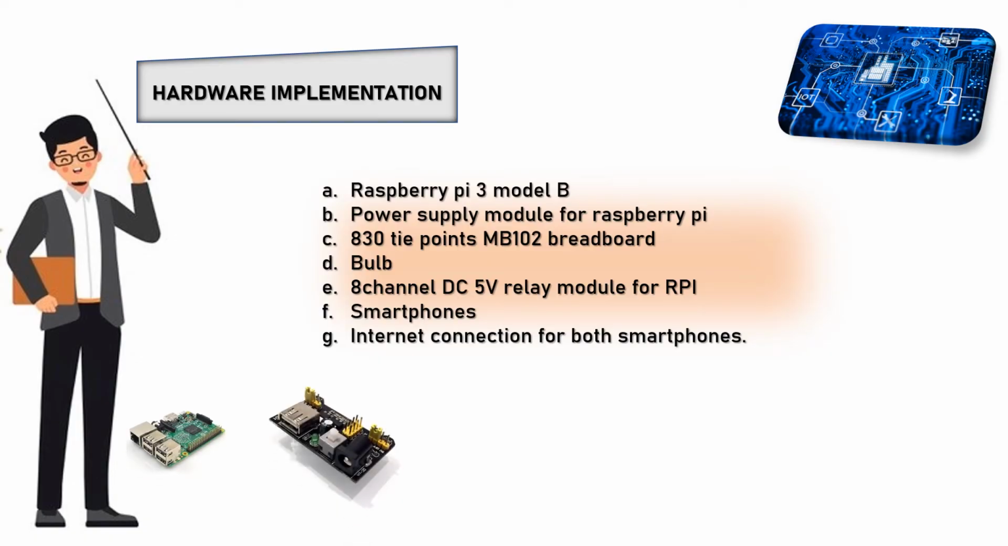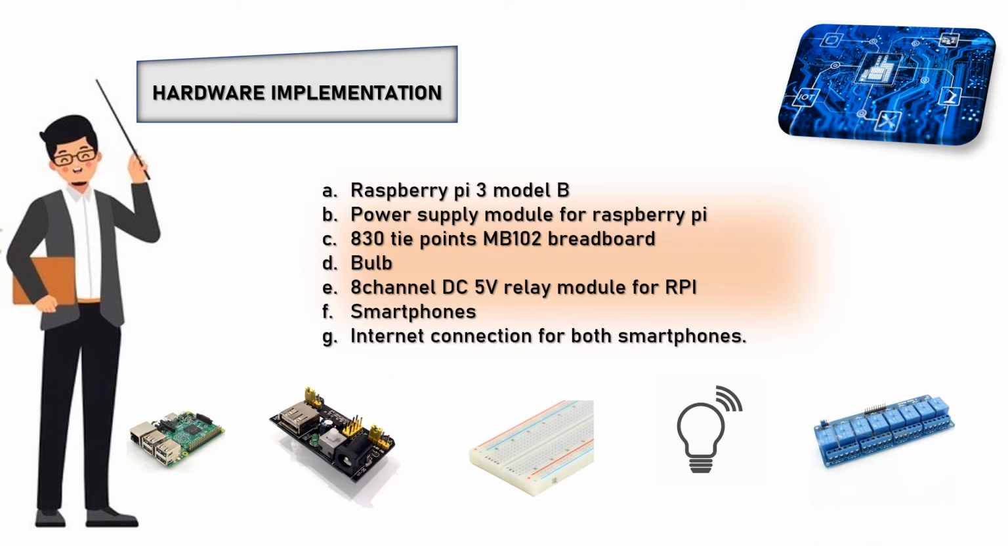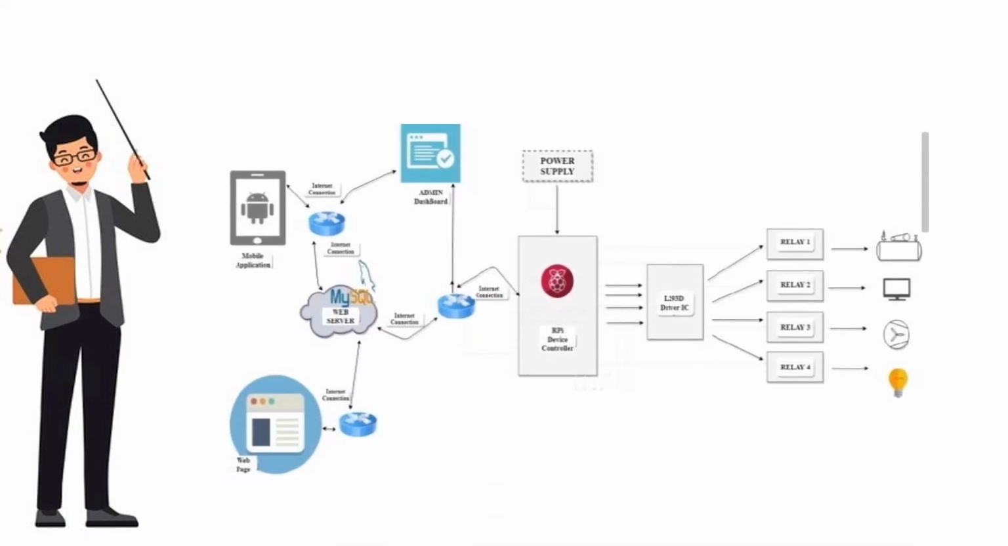B. Power supply module for Raspberry Pi. C. Circa 830 points MB102 breadboard. D. Bulb. E. 8-channel DC 5 volts relay module for RPI. F. Smartphones. G. Internet connection for both smartphones. As we can see here, in this way of using all these device connections, we can build the hardware implementation.